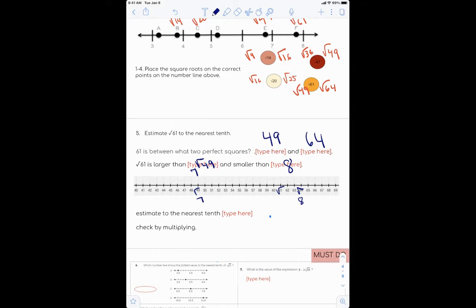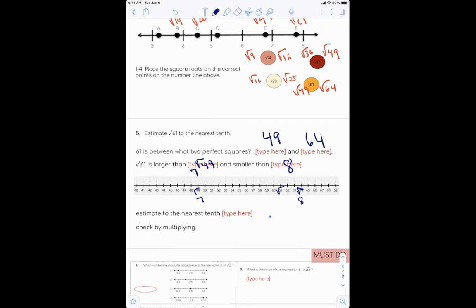So if I look at how close the square root of 61 is to these whole numbers, I can see that it's much closer to 8 than it is to 7. And I like to look at the distance. It's only 3 units away. 61 is 3 units away from 64 versus being 12 units away from 49. So it's much, much closer.